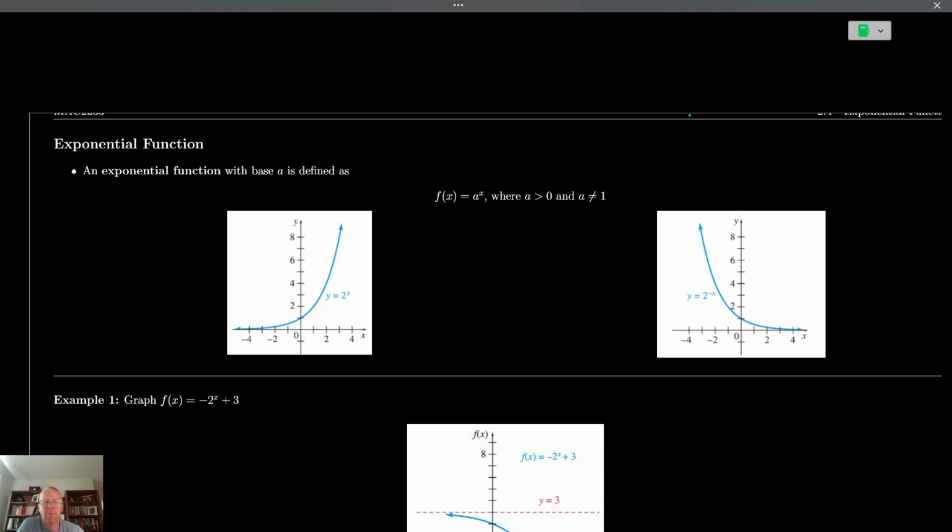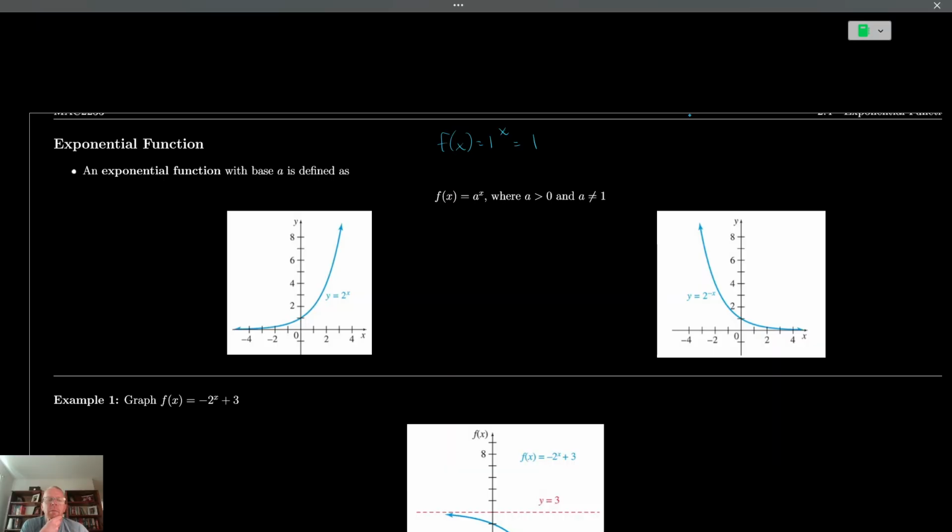An exponential function with base a is defined as f of x equals a to the x, and a has to be a positive number. A cannot equal 1. The reason a cannot equal 1 is that if you had f of x equals 1 to the x, then it doesn't matter what x is, f of x is just 1. So not exponential in that case.